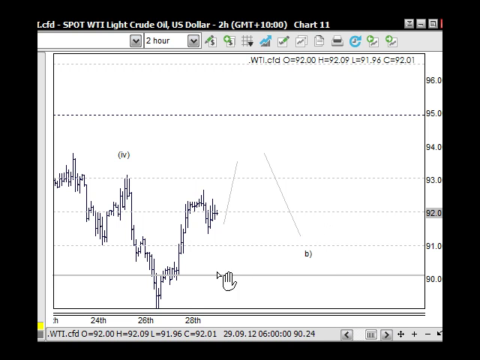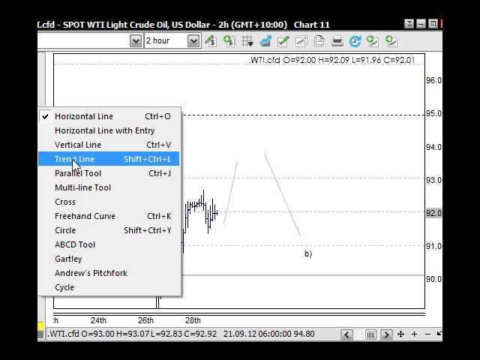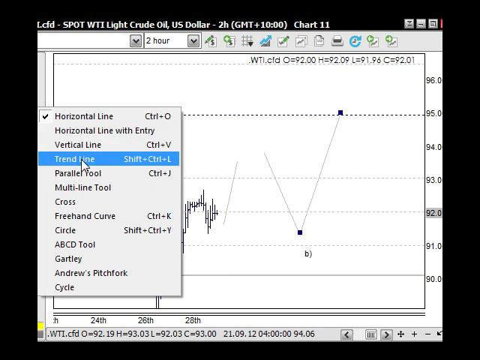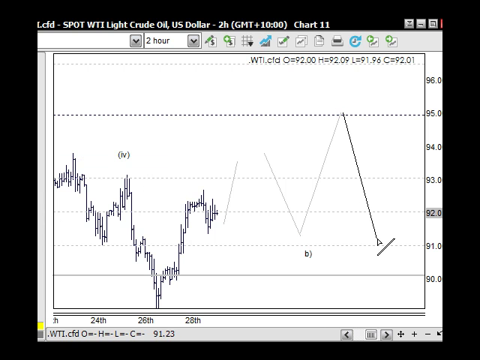The B wave normally pulls back 61.8% of the A wave, and then if that's done correctly, we'll see a C wave test supply at 95 there, and we should see it roll down from that point. So we'll see how we go with that.